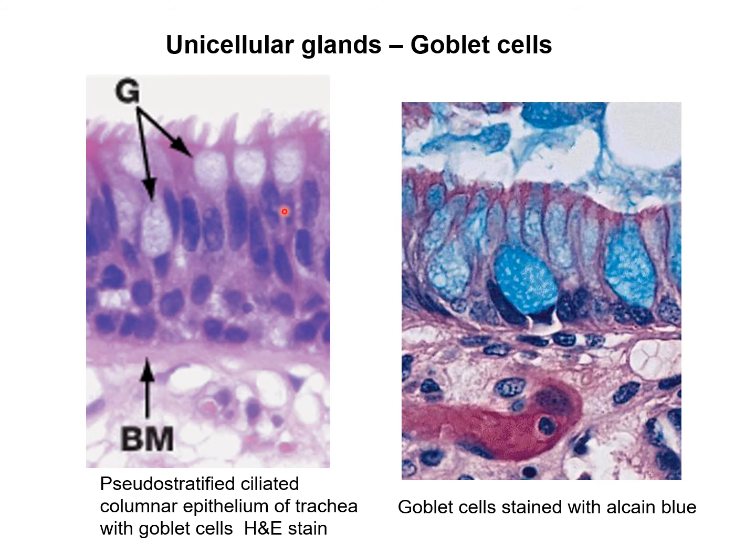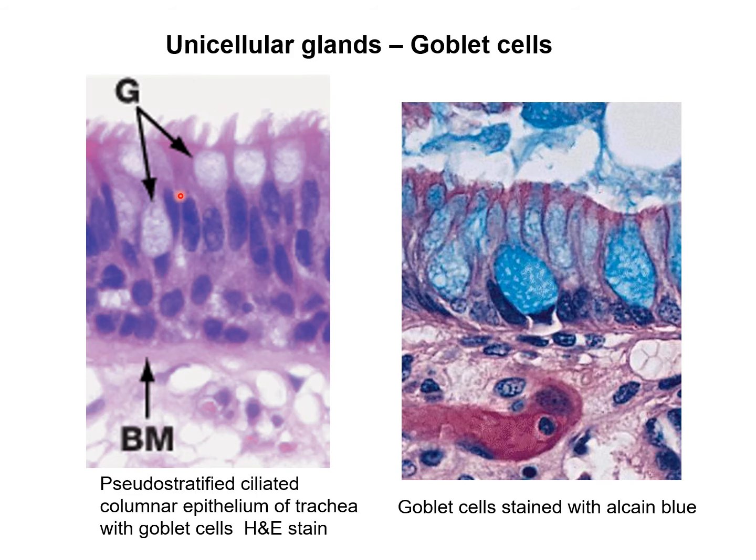This is a high-power magnification of pseudostratified ciliated columnar epithelium of trachea with goblet cells, which has been stained with hematoxylin and eosin. These structures, which are marked G, are the unicellular glands, the goblet cells, which are seen interspersed between the ciliated columnar cells of the trachea. Note here that the cell is broader at the apex, narrower at the base. The mucinogen granules which accumulate at the apex push the nucleus down towards the base.